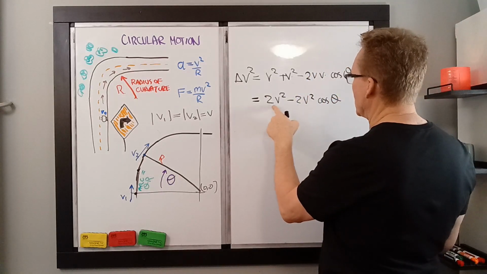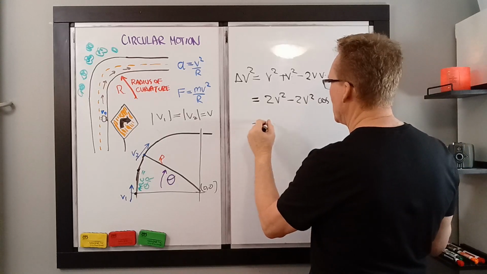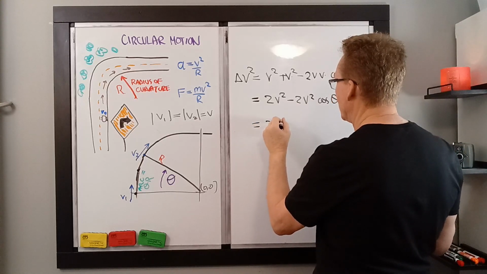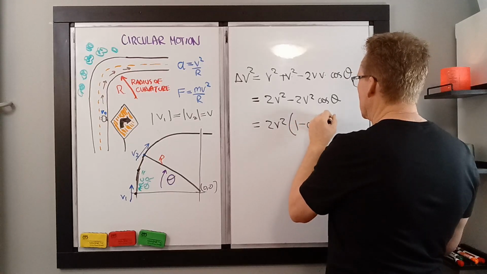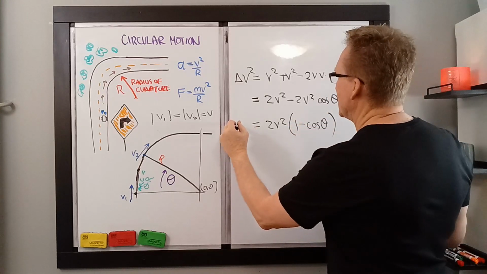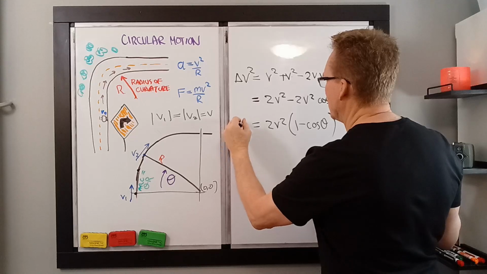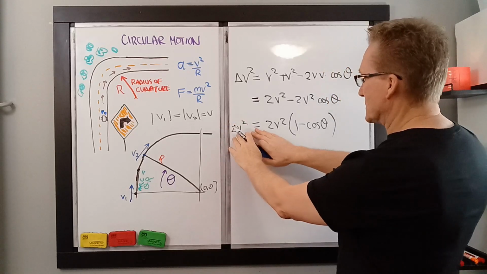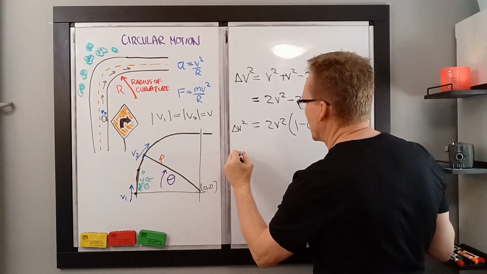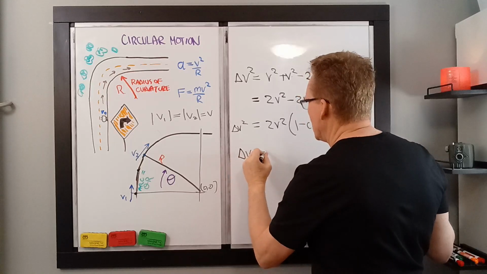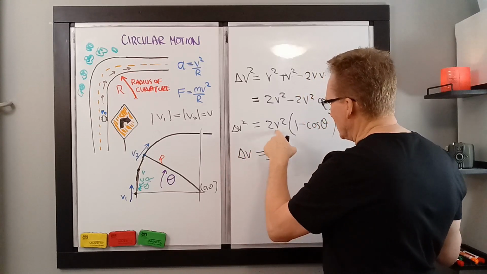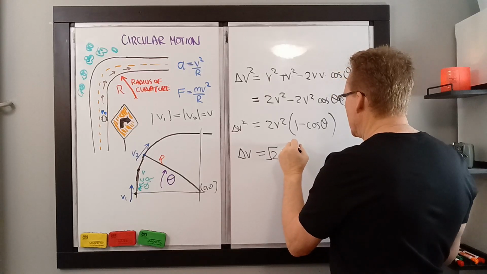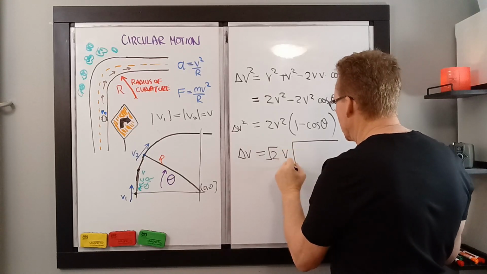So notice here we've got 2V squared. Take that 2V squared times 1 minus cosine theta. And that's equal to delta V squared. Now we can take the square root of both sides, and we'll just have delta V is equal to the square root of 2 times V, I'm taking the square root of that, times the square root of this. How do I do this? Like this?